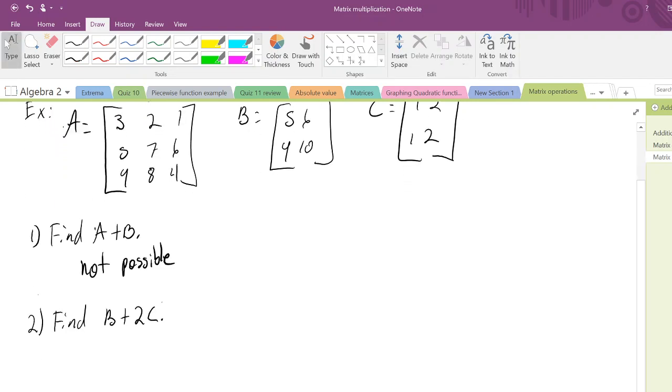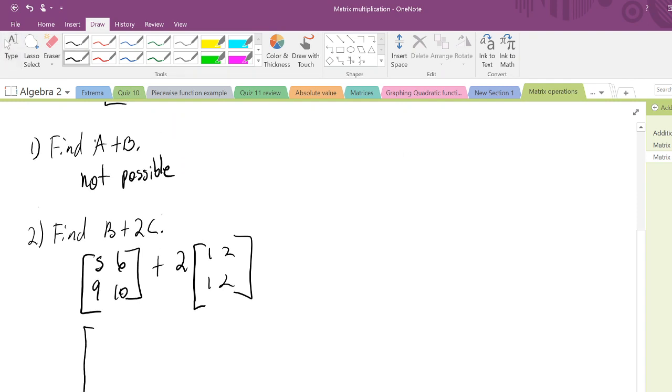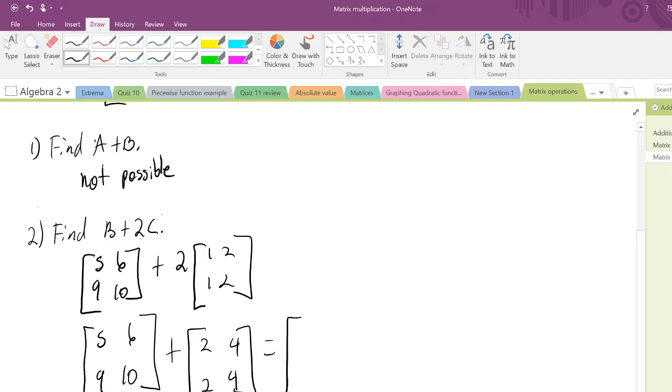And then B plus 2C, so I'm going to have 5, 6, that's a 9. Let's fix that. 9 and 10. Alright. Plus 2 times 1, 2, 1, 2. So I'm going to rewrite this. So I have 5, 6, 9, and 10, plus 2 times 1 is 2. 2 times 2 is 4. So again, and now I just add them up.